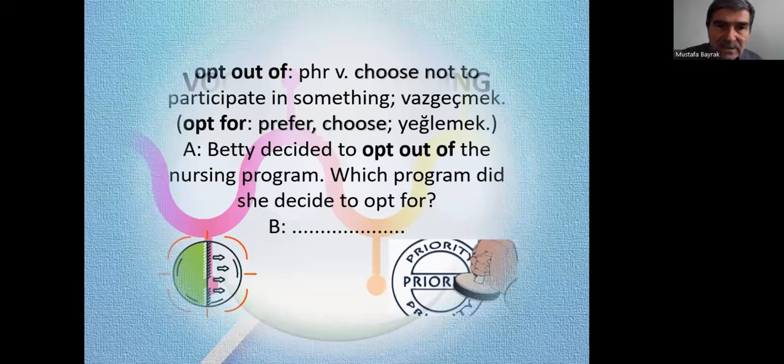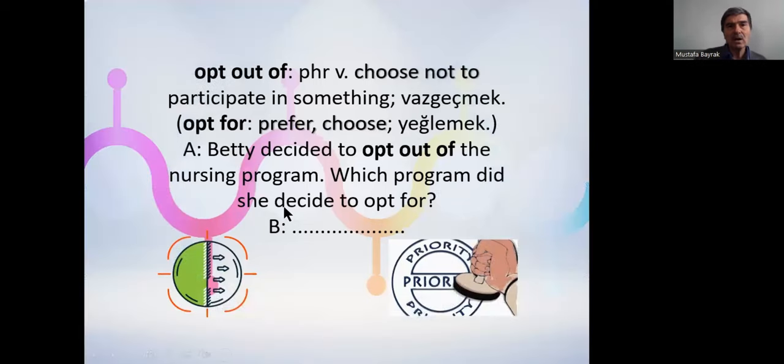Okay, now vocabulary study. Opt out of, as a phrasal verb, means choose not to participate in something. Opt for means prefer, choose, but opt out of means the opposite. Betty decided to opt out of the nursing program. Which program did she decide to opt for? She decided to opt for the communication program.